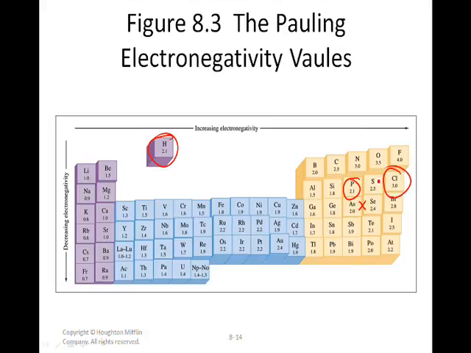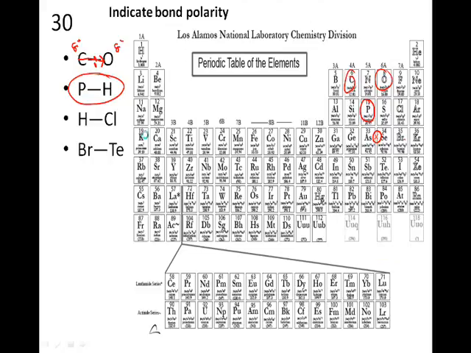chlorine is right here with 3, hydrogen 2.1. The chlorine is going to be a lot more electronegative, so we might draw an arrow like this, or we might put the lowercase delta sign indicating a partial positive and partial negative charge.